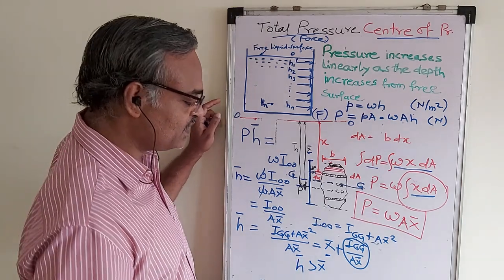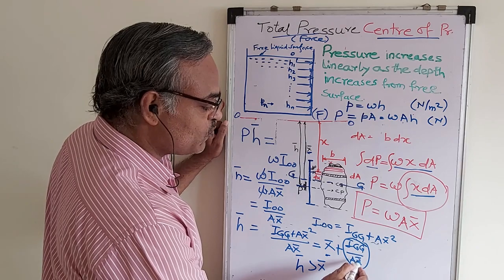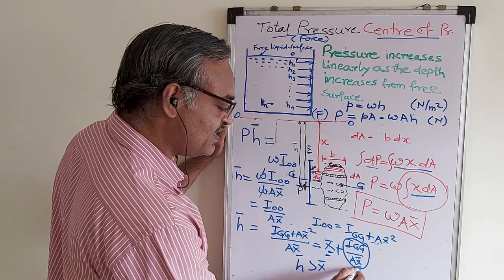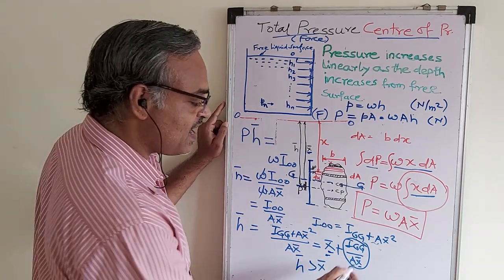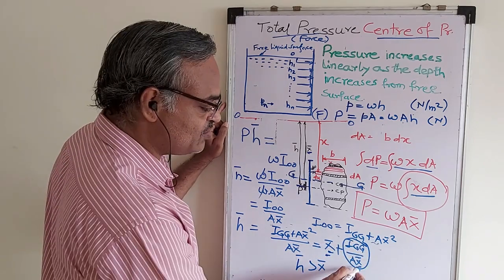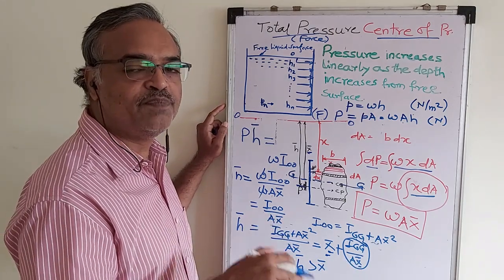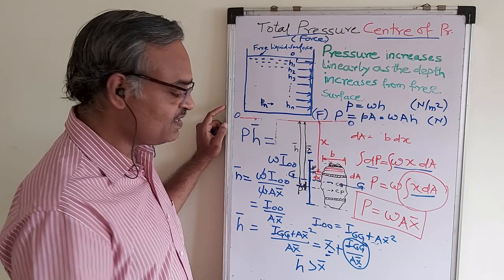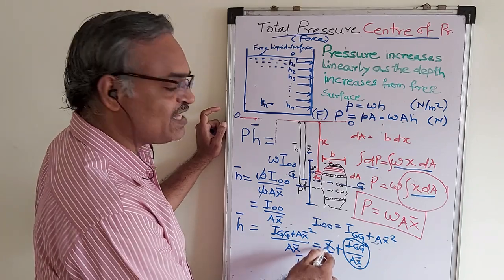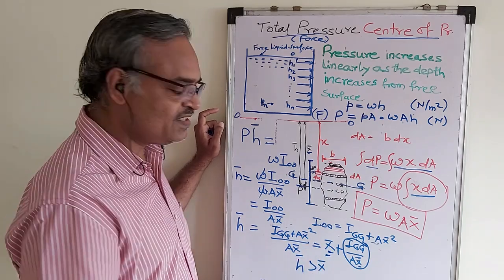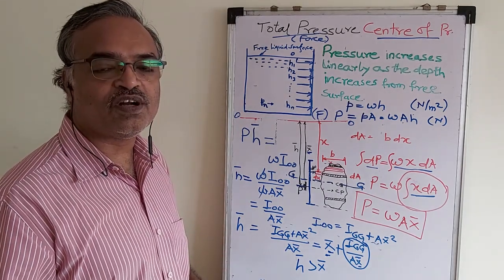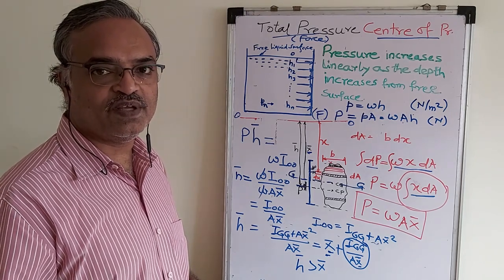Just a point to ponder here. If you go on increasing the distance x bar, here of course it will increase, but in the denominator it will also increase, and the value of this ratio will go on decreasing as you increase the x bar. So whenever you immerse any body deeper and deeper, then this factor becomes lower and lower, and then Cp tries to coincide with Cg. That is just a point to remember. So here we have calculated a formula for h bar, center of pressure from the free surface.